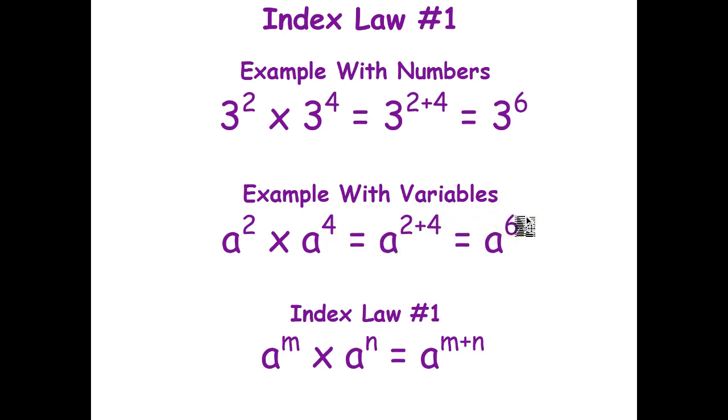Now, if we want to express the general rule for index law number one, we have to use algebra, because this is basically saying this holds true not just for 2 and 4, but it holds true for all numbers. So we use variables. We can express the index laws in a general form rather than as specific examples.